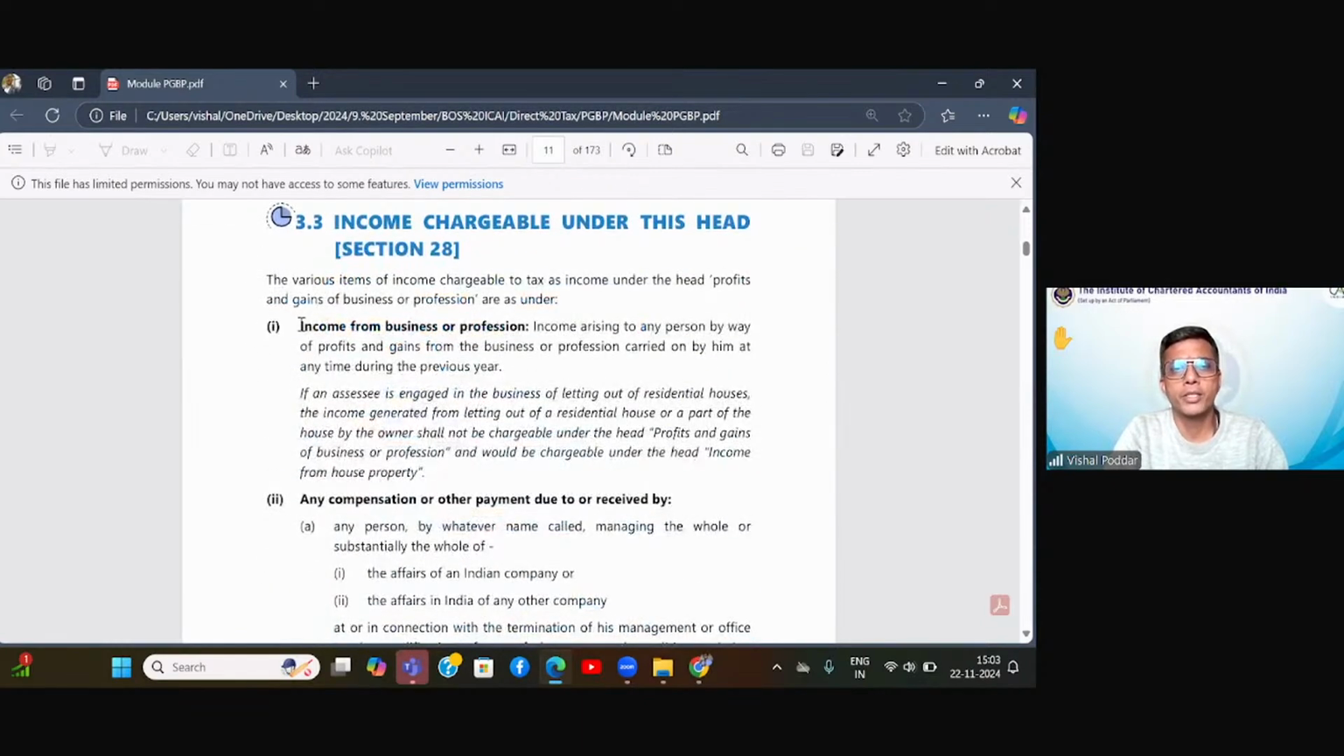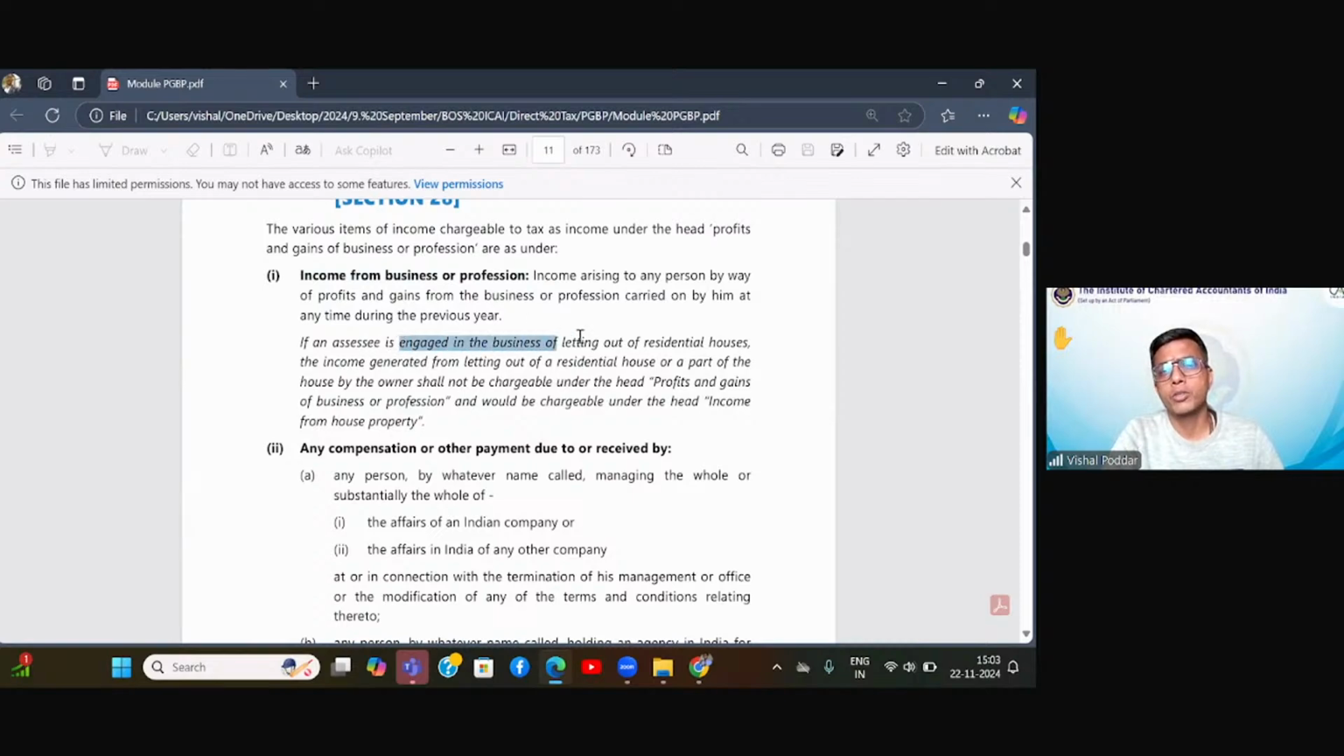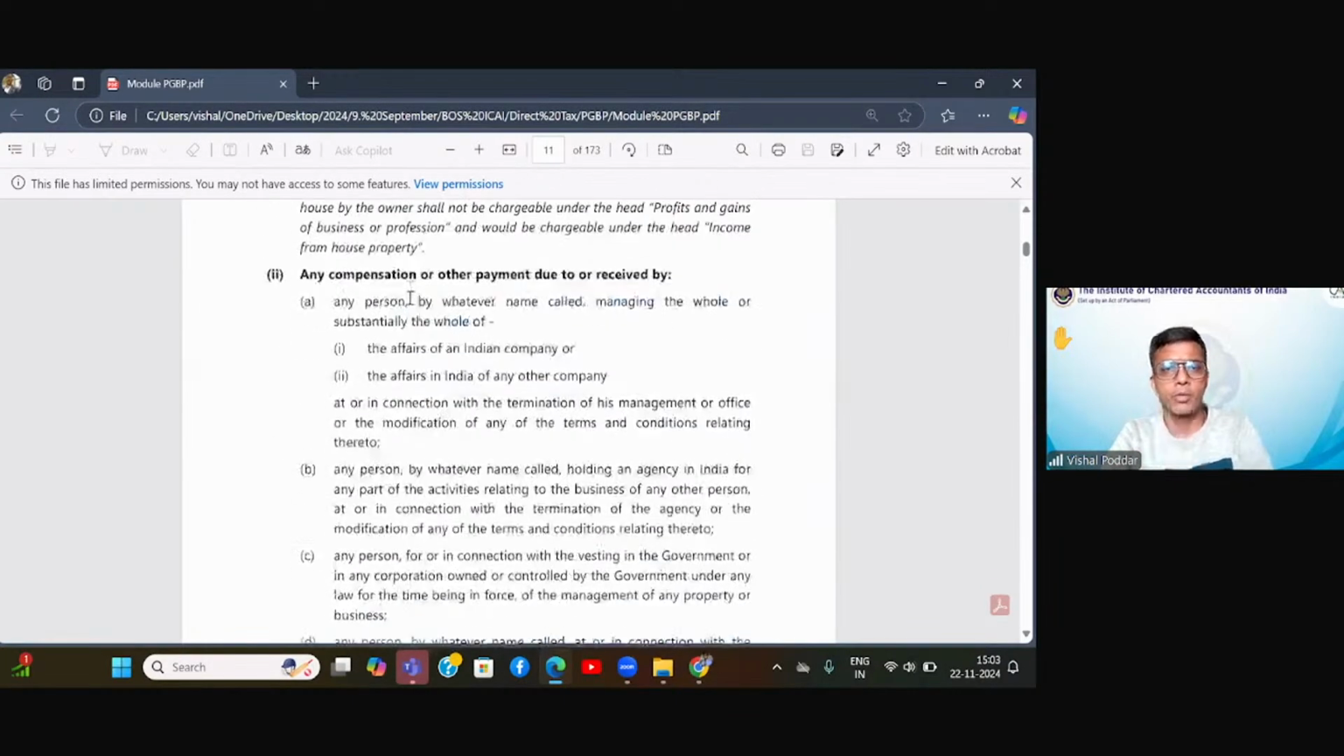So first, it says income arising from business or profession. The first category it covers is business incomes, that is, income arising from the exercise of any business or profession. Now there is an amendment from this year: if you are engaged in the business of letting out property, and it is letting out of residential houses, it will no more be covered under PGBP. It would go to HP. But if your business is letting out of commercial properties, it is still covered under PGBP because of the first clause, because what is covered under this head is income arising from business or profession.